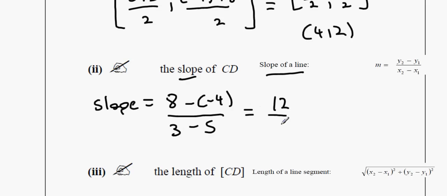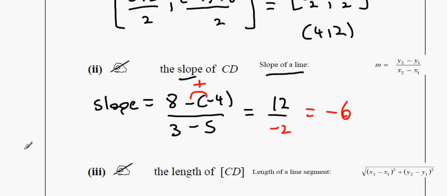minus 2. Now remember, when you have two minuses together like this, your calculator should tell you it's a plus. So 8 plus 4 gives you 12. 3 minus 5 gives you minus 2. And when you put that into your calculator, you should get the slope is minus 6.